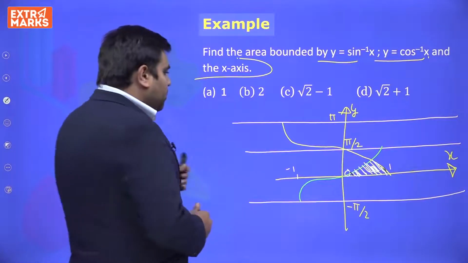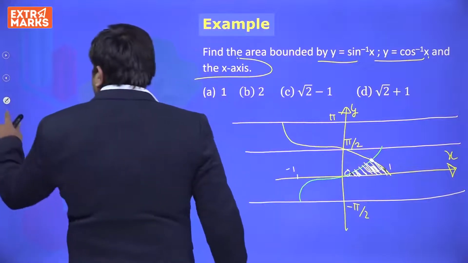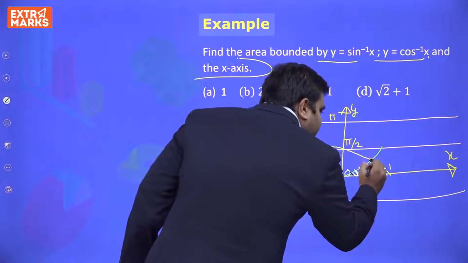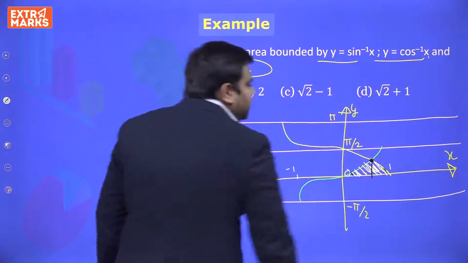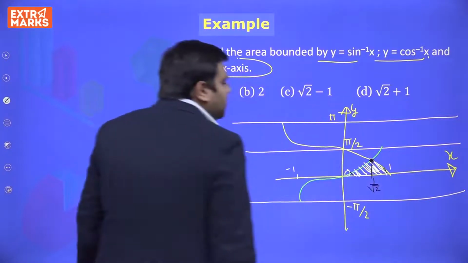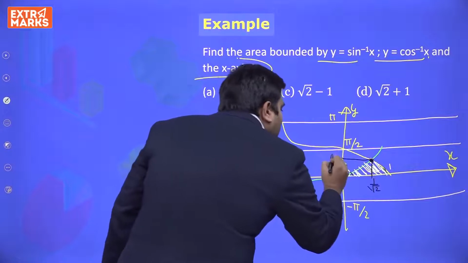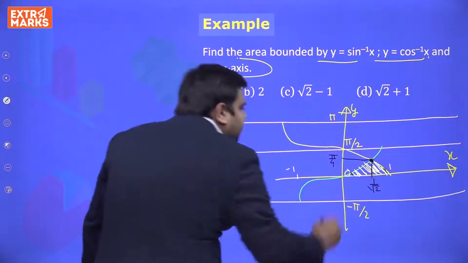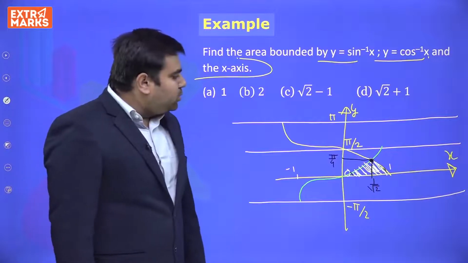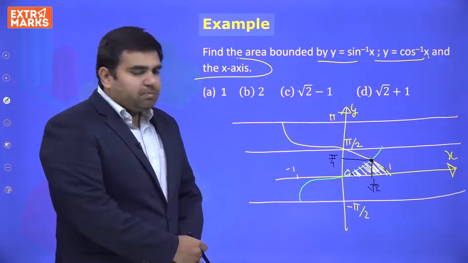Now, what would be the point of intersection? This point of intersection would be 1 by root 2, because at 1 by root 2 both become equal to pi by 4. So how to calculate this area?